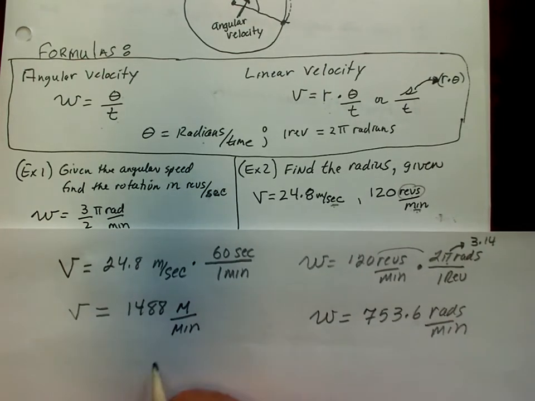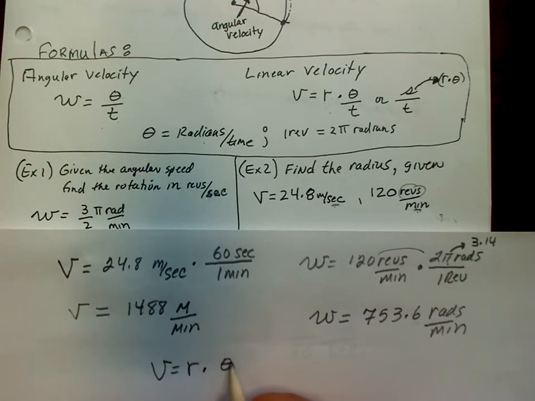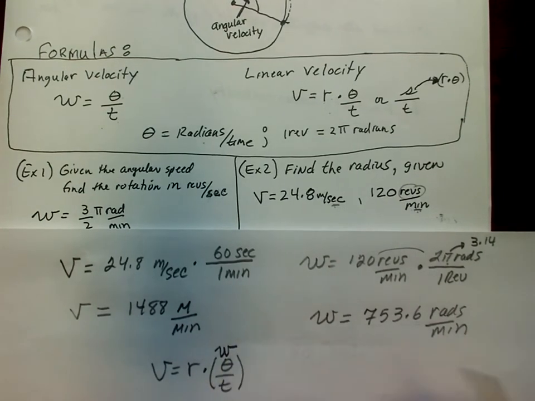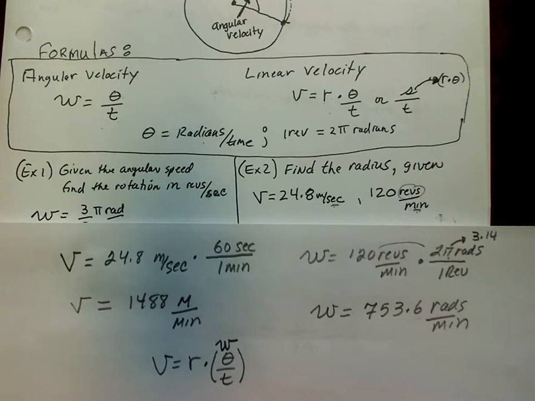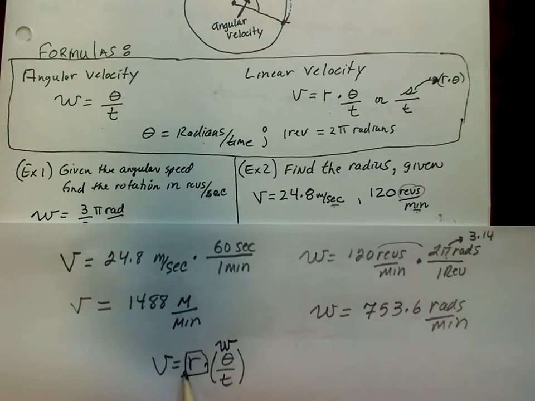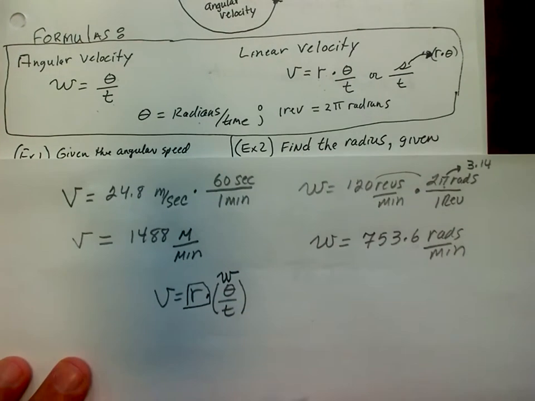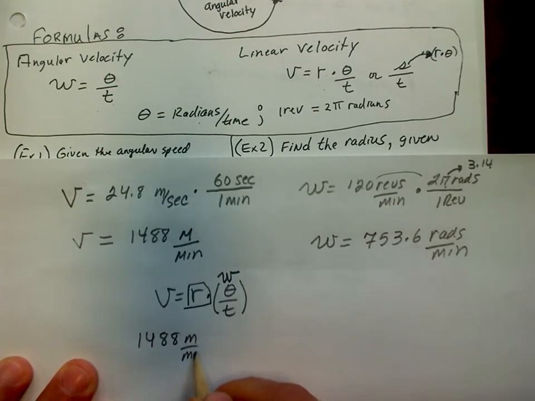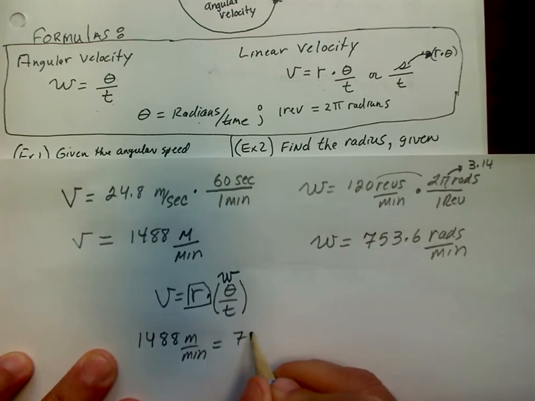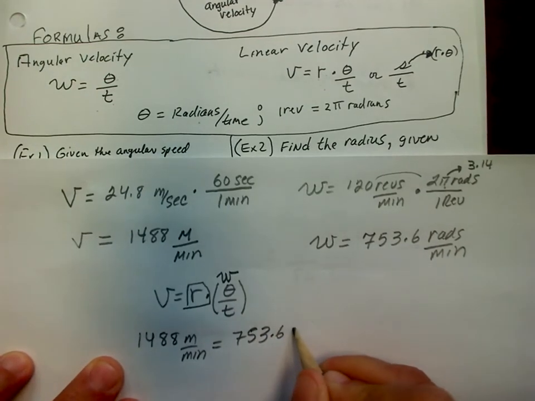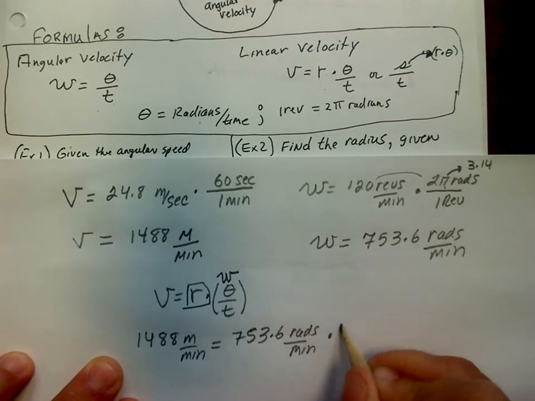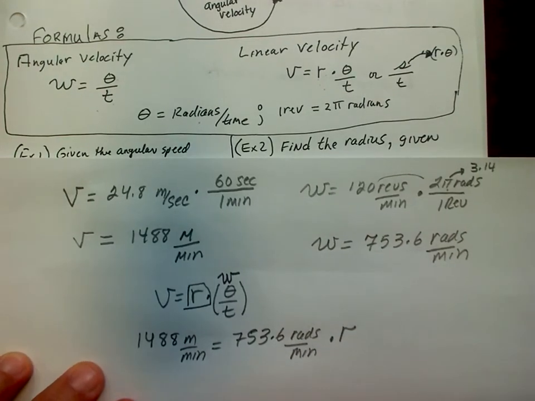Now we're going to solve for r. Using the formula for linear velocity, theta over time being represented by the angular velocity, we can now replace what we know and solve for the unknown, and the unknown is r. So here I have 1488 meters per minute is equal to the angular velocity in rads per minute now. And we're going to multiply that by r and solve.